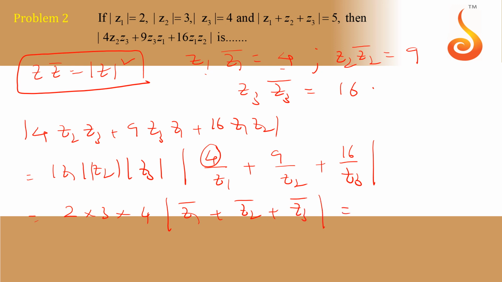But modulus of z1 bar plus z2 bar plus z3 bar, you can write as whole bar. But modulus of z1 plus z2 plus z3 whole bar is the same as modulus of z1 plus z2 plus z3. So you can remove the modulus also, and you can remove the conjugate, whose value is given as 5. So the answer is 2 into 3 into 4 into 5. That's it.